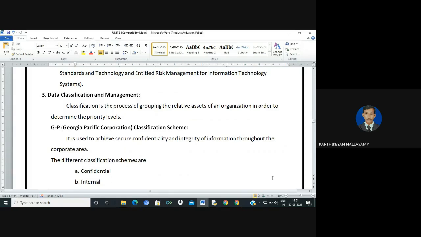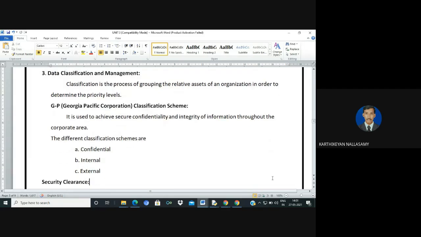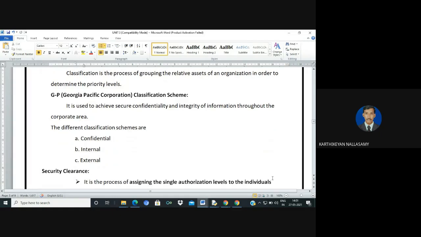Geographical Pacific Corporation Classification Scheme. Normally, this scheme is used for ensuring the confidentiality and the integrity of information within the entire organization. The scheme mainly focuses on separate schemes for confidentiality, and separate schemes for internal and external.